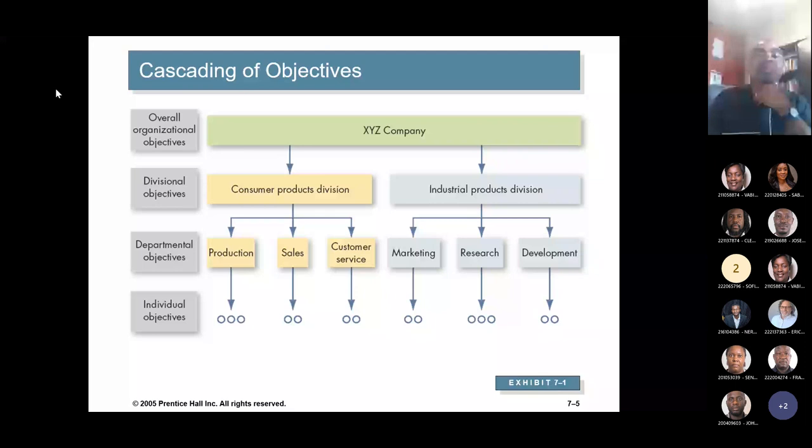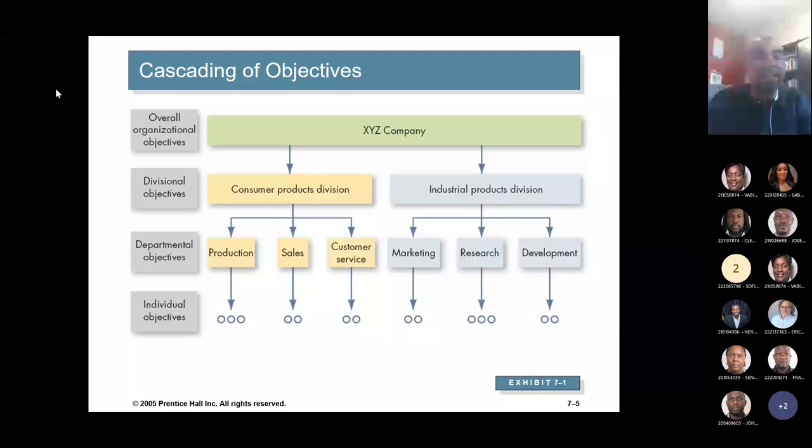From there, it moves to the departmental functional areas. You can see production, sales, customer, then of course, in the industrial product division, marketing, research, development. So of course, this objective is still being cascaded down, you see. And of course, up to the bottom line, that is individual objectives.